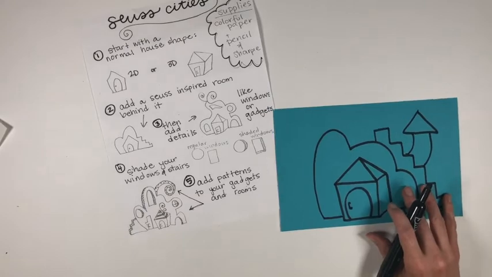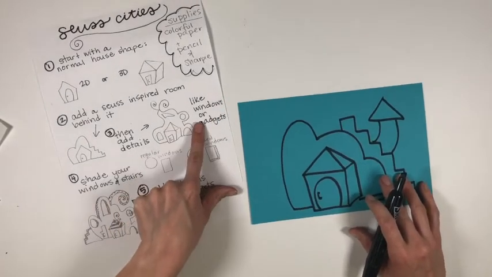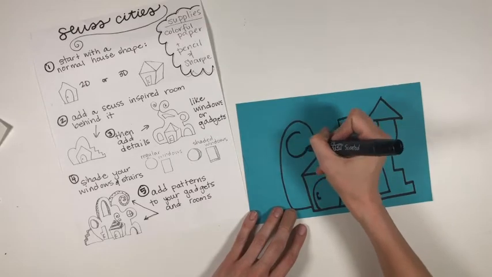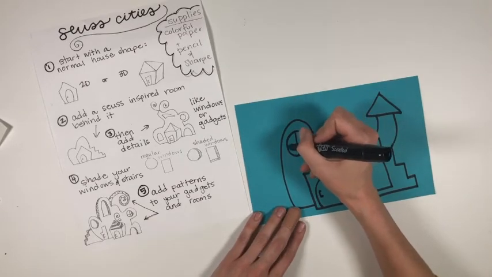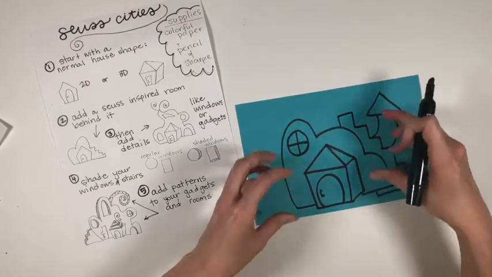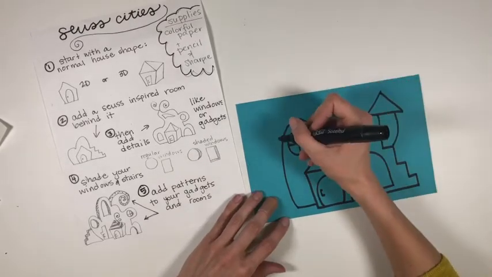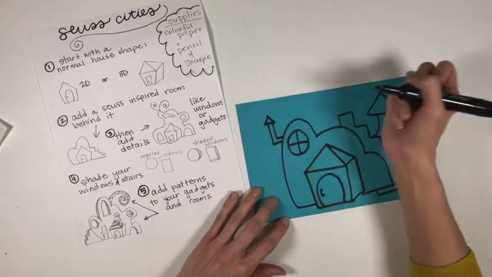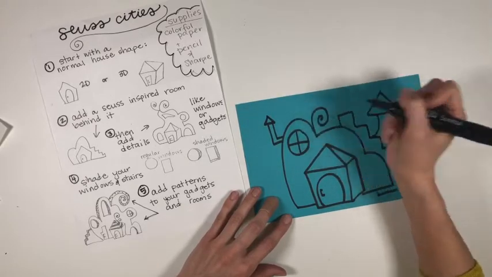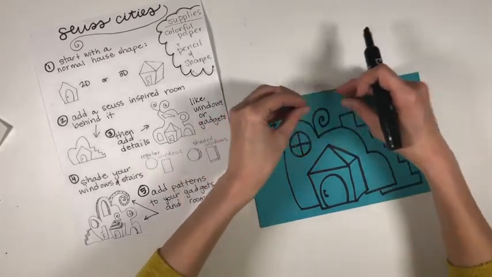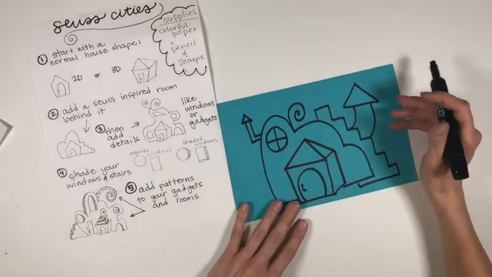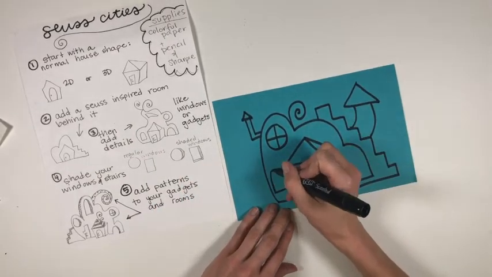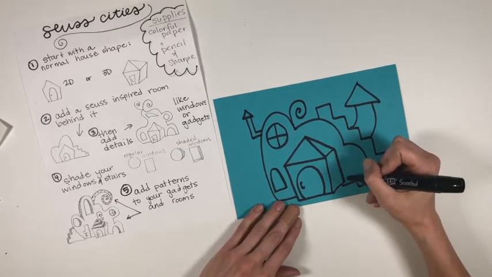Then the third step says add things like windows or gadgets. So you want your windows to be inside this shape so that your house is not confusing. You want to keep all of your details within this shape that you drew, unless you want some gadgets that stick off, maybe like a chimney or some curls. But you want to keep this background space from getting too busy, otherwise you won't be able to see your house. I like to add different windows, maybe an archway.